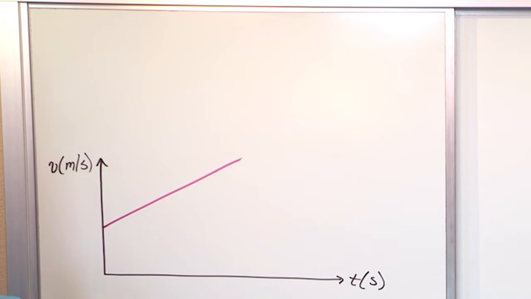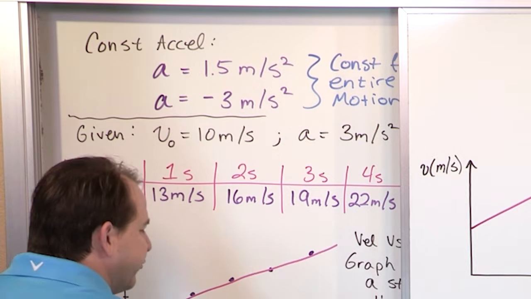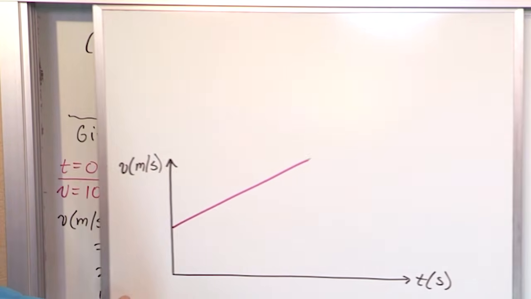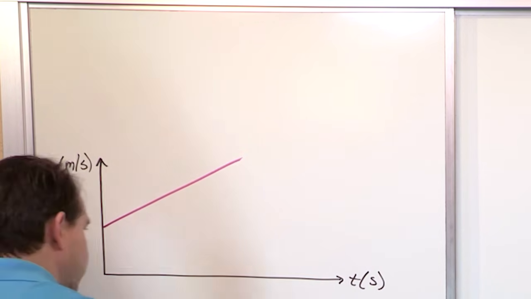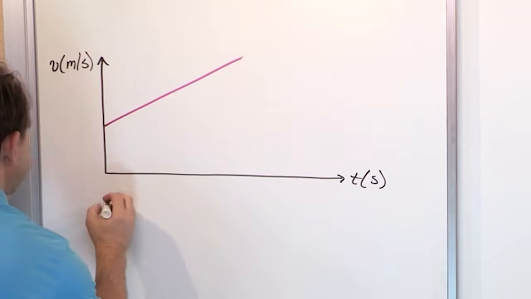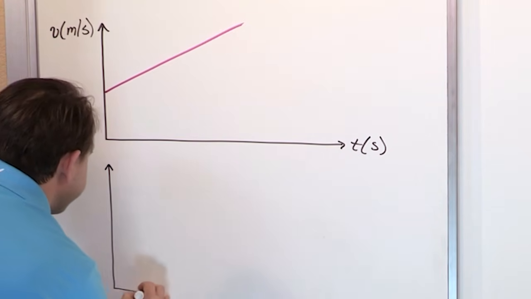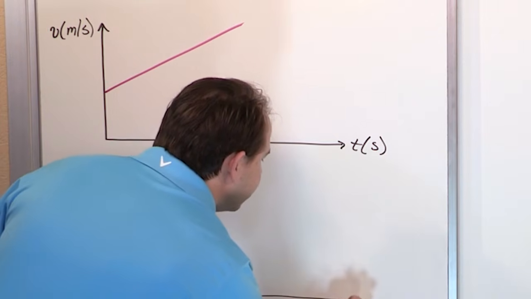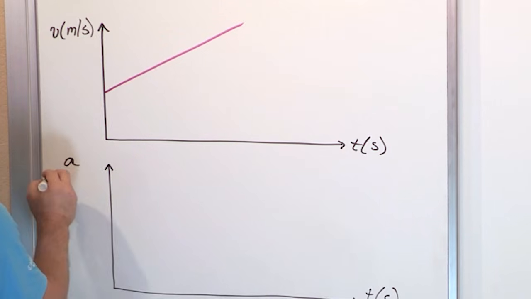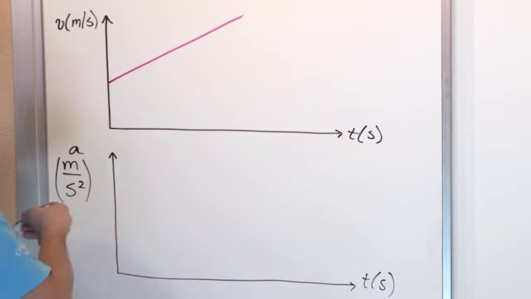Now, we already said that the slope of this curve is the same everywhere, which was 3, which was equal to the acceleration. So we already know that the acceleration, I'm going to draw the acceleration graph right underneath it here. So this is time, and this is acceleration. What is the unit of acceleration? It's meters per second squared, so we'll use that as the unit here.